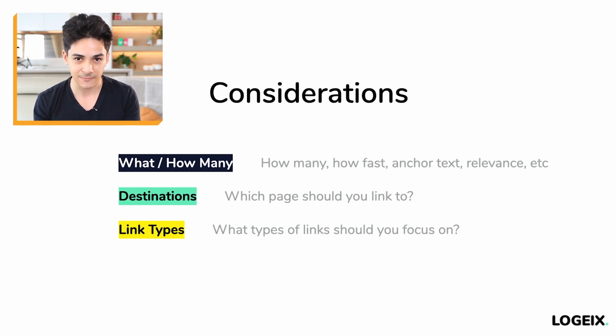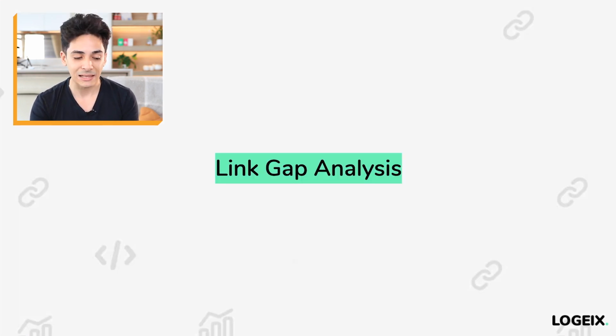What types? Now, the way to achieve this is realistically what I call a link gap analysis. It's just a very simple way of looking at the competition and determining the optimal strategies to use, because every single keyword is different. So again, let me open this up and show you what a link gap analysis is.